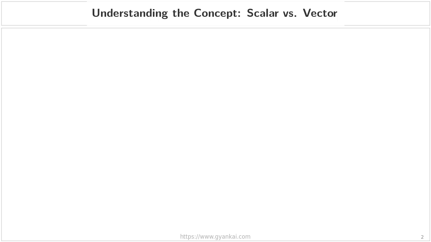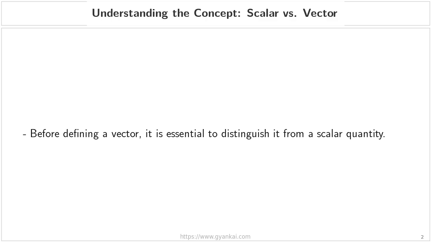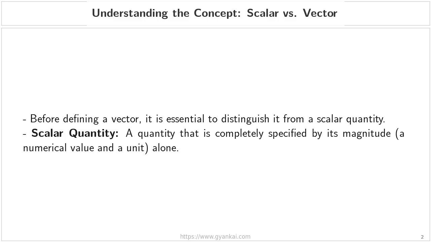Understanding the concept, scalar vs. vector. Now that we've introduced the idea that some quantities need more than just a single number to be described, we need to establish a clear distinction between two fundamental types of quantities, scalars and vectors. First, let's look at what we call a scalar quantity.